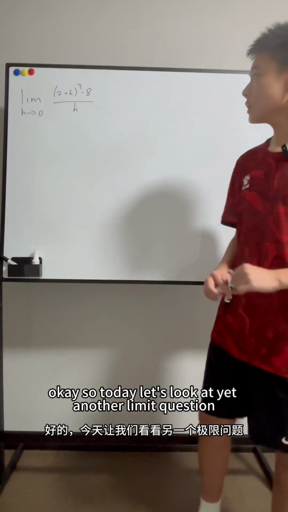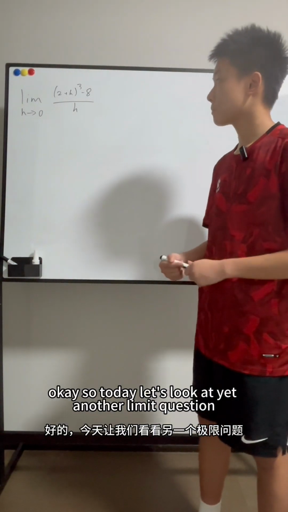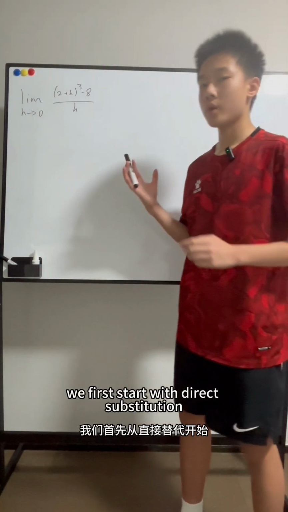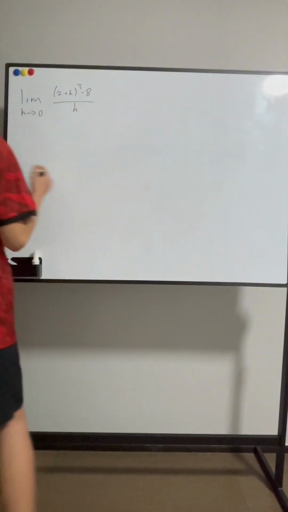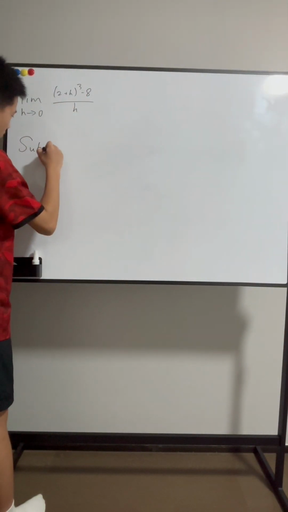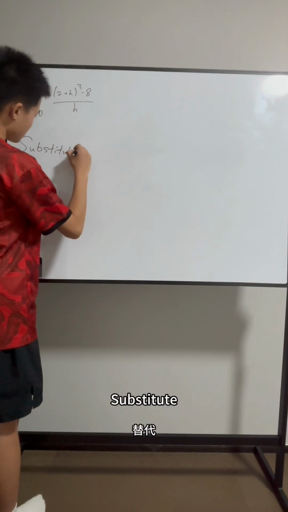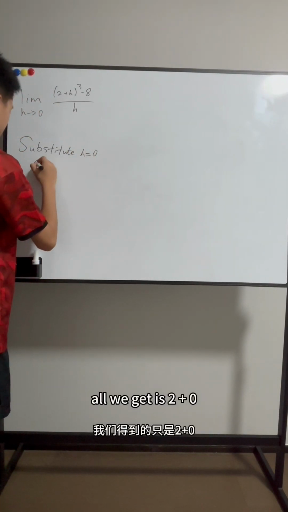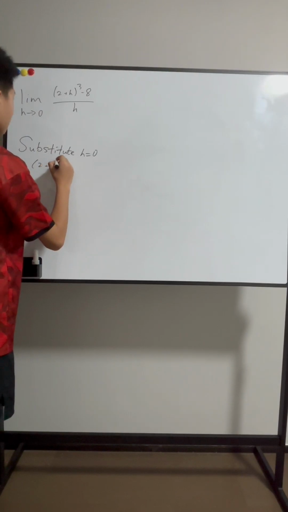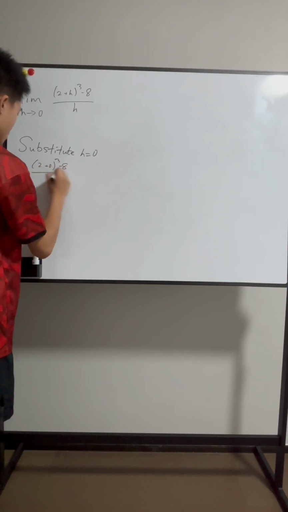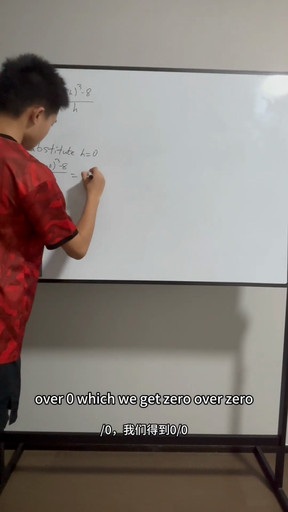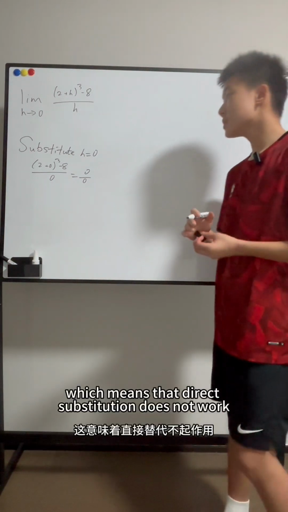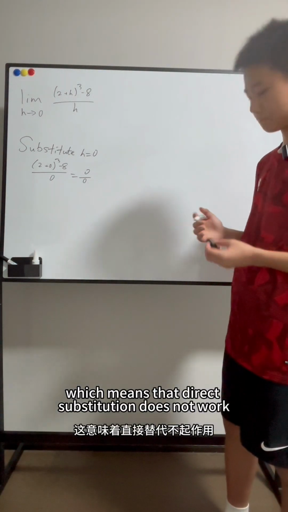Okay, so today let's look at yet another limit question. Always remember that when we deal with limits, we first start with direct substitution. So let's substitute h equals 0 into our function. What we get is (2 plus 0) cubed minus 8 over 0, which is 0 over 0. This is an indeterminate form, which means that direct substitution does not work.